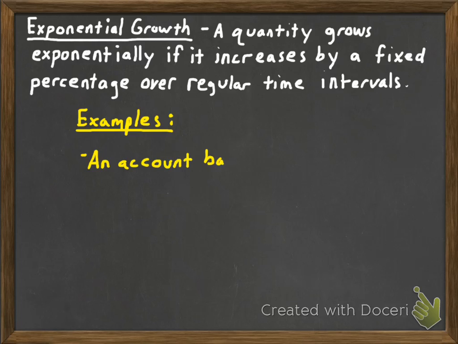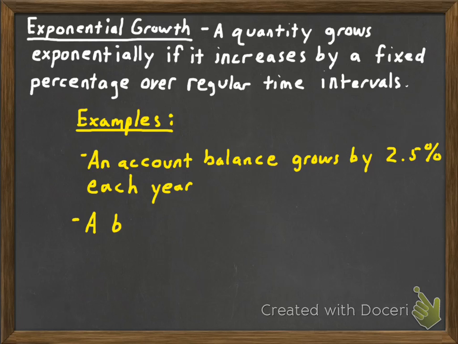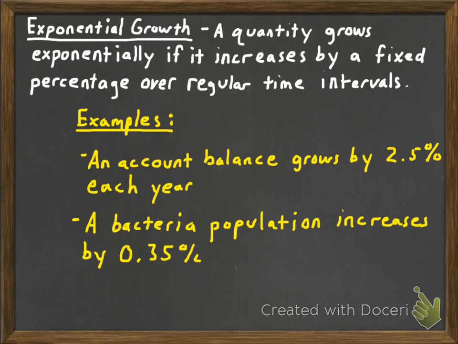Now, a couple of examples. Say you have an account balance that grows by 2.5% each year. Since it's growing by a certain percent over definite time intervals, that's exponential growth. Another example, population works a lot with this. A bacteria population increases by 0.35% each day. There's a percent growth that a quantity is growing by, and a regular time interval over which it grows by that percent. Okay, exponential growth.